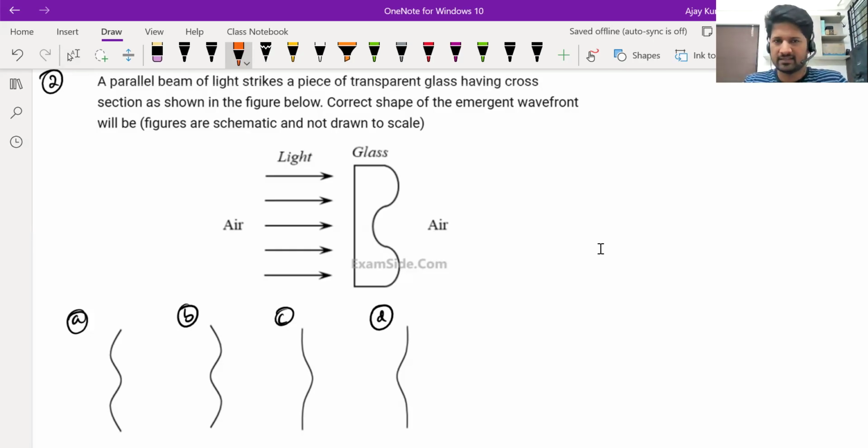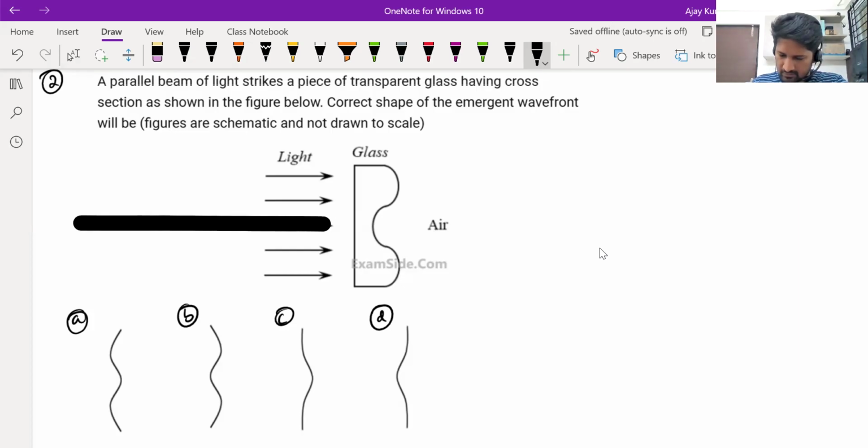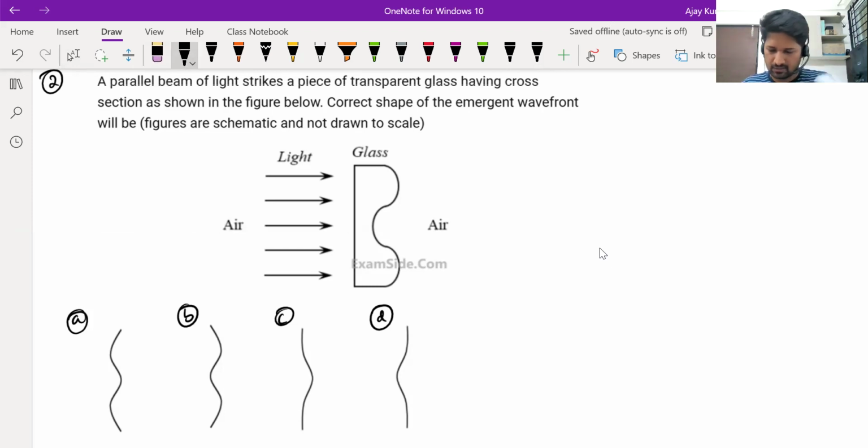One face of the glass slab is flat. And the incident ray is perpendicular to that face. So basically, the light undergoes normal incidence here. When light undergoes normal incidence, we know it will pass without deviation. In terms of wavefronts also you can explain.